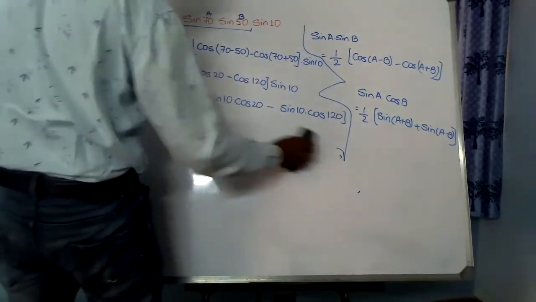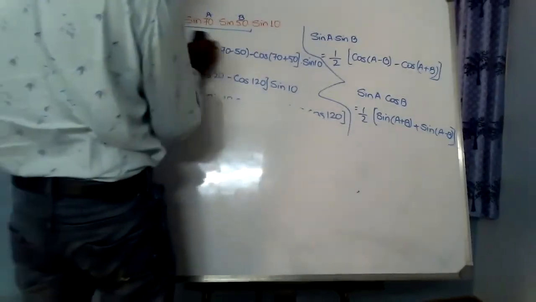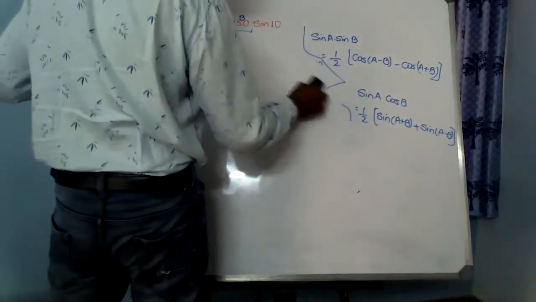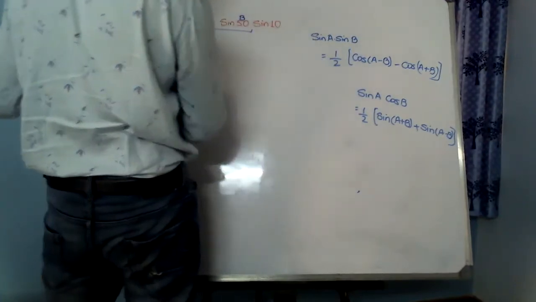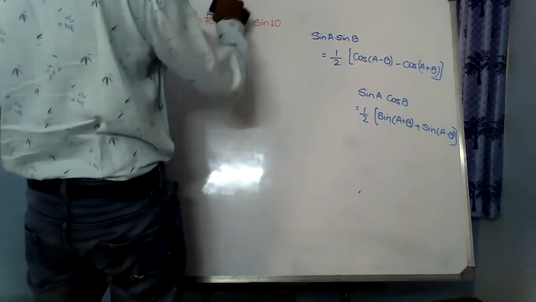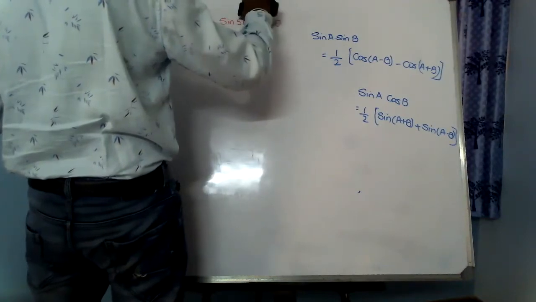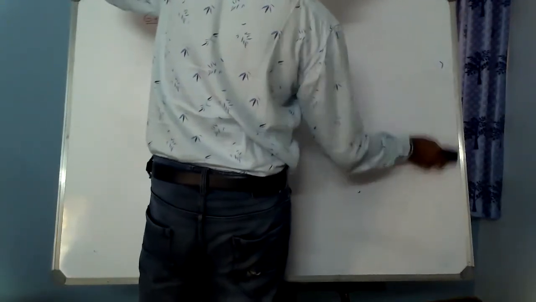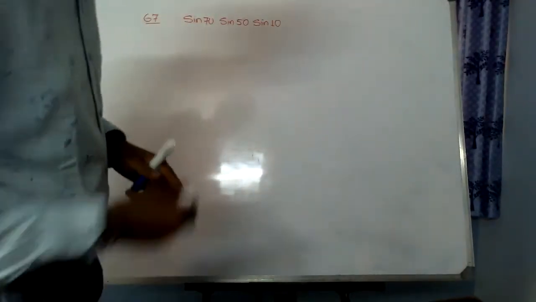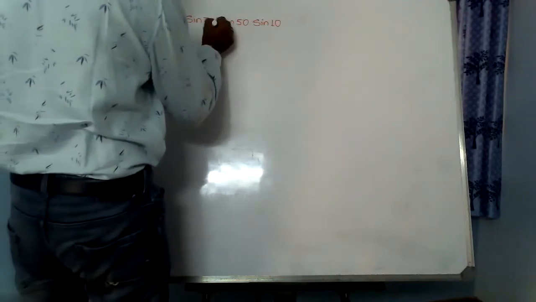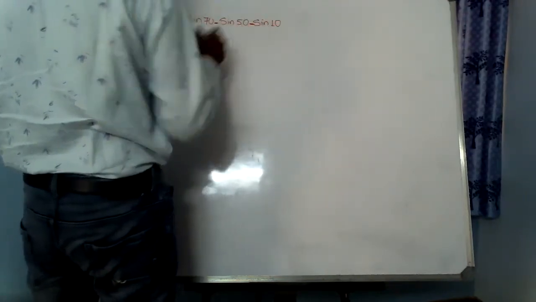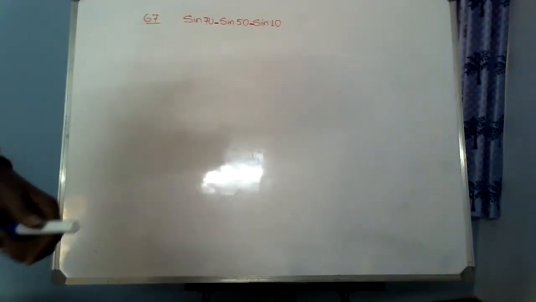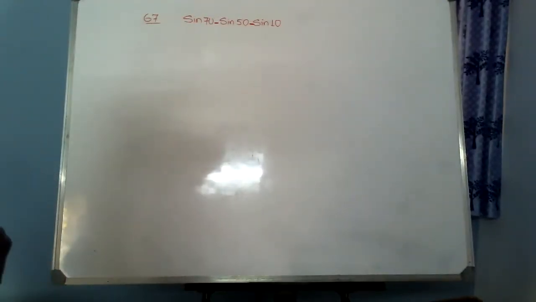So I'll erase it for now. You got the formula. If this kind of question comes, you can use this formula anyway. Okay, so we'll do this question once again, but this time we have to apply a different formula because there is a minus. So let's see what we do. The actual question was sine 70 minus sine 50 minus sine 10, right? So if it is sine 70 minus sine 50 minus sine 10, then what formula shall we use?